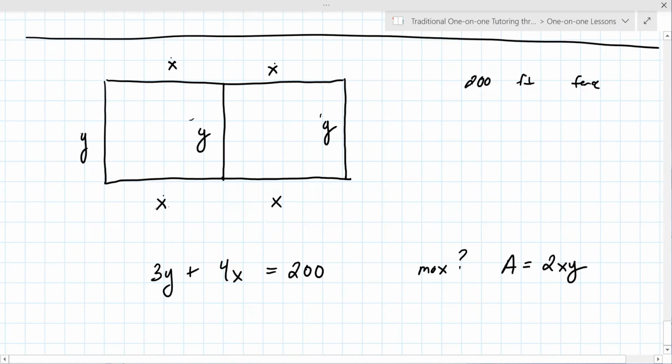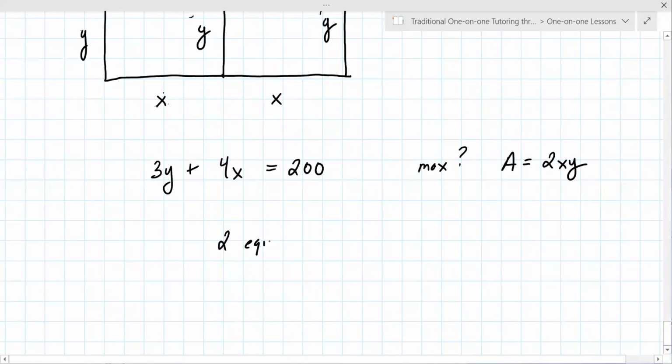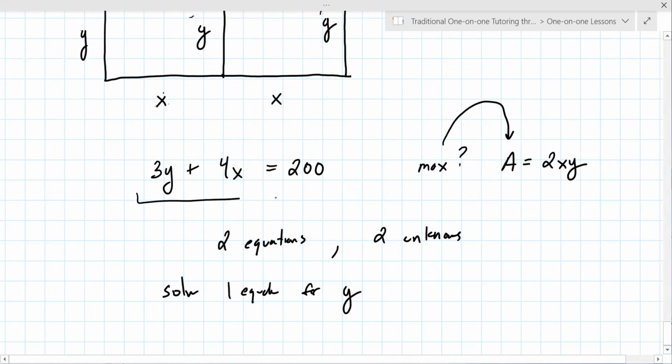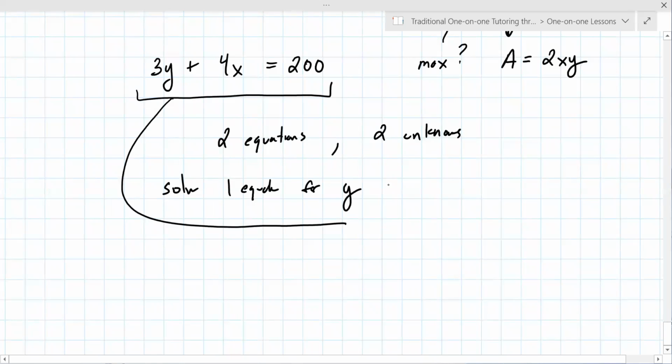Okay. So here's the reality: you always get two equations with two unknowns. Now, you might think A is an unknown, but that's the thing you're trying to maximize, so you don't count it. And you generally solve one equation for y. In this case, it's going to be this one here on the left. So that's 3y equals 200 minus 4x, because you're first going to subtract 4x from both sides.